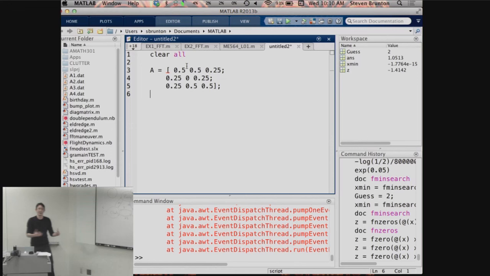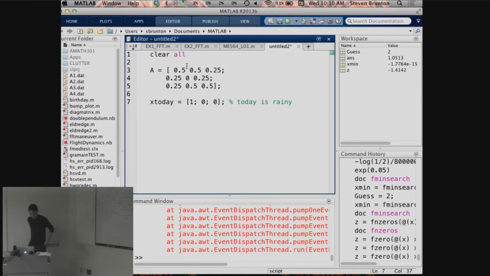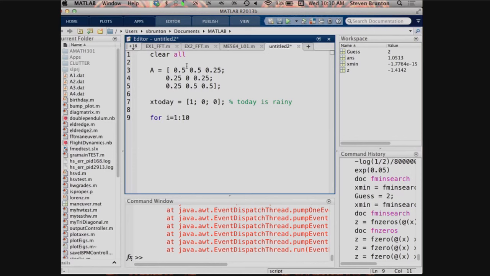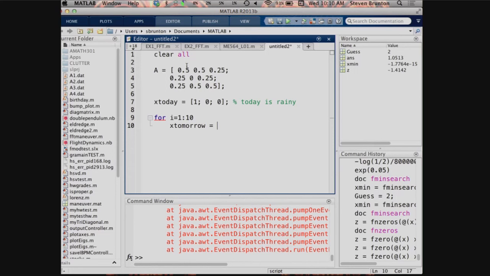So let's say x today equals 1, 0, 0. Today is rainy, right? Today was a rainy day. But we want to know what the weather is going to be like tomorrow. So we're going to say for i equals 1 to 10. Let's say we want to know the 10-day forecast. We're going to say x tomorrow is equal to A times x today. And at the end of every day, tomorrow becomes today.